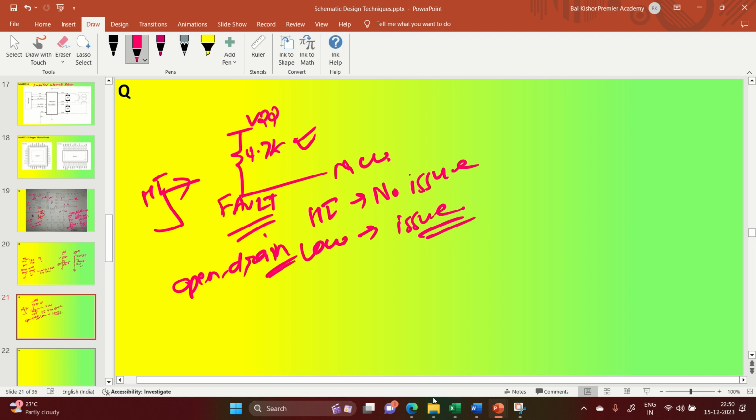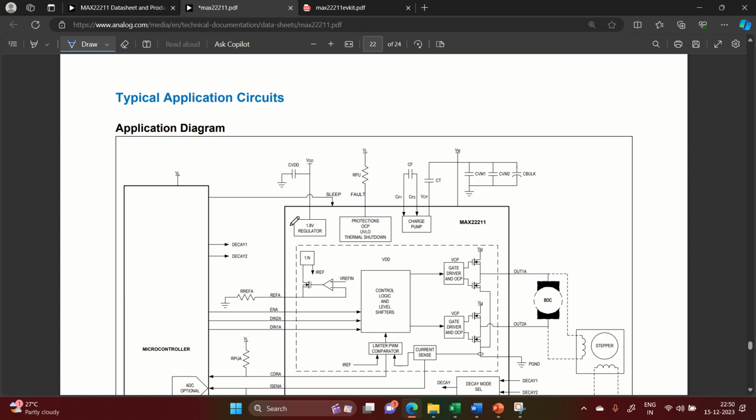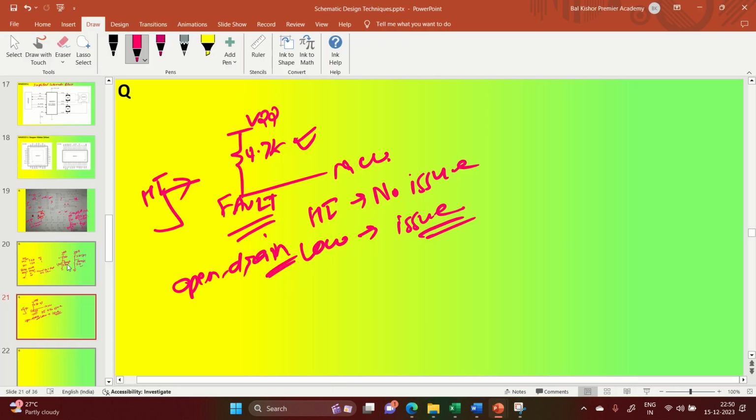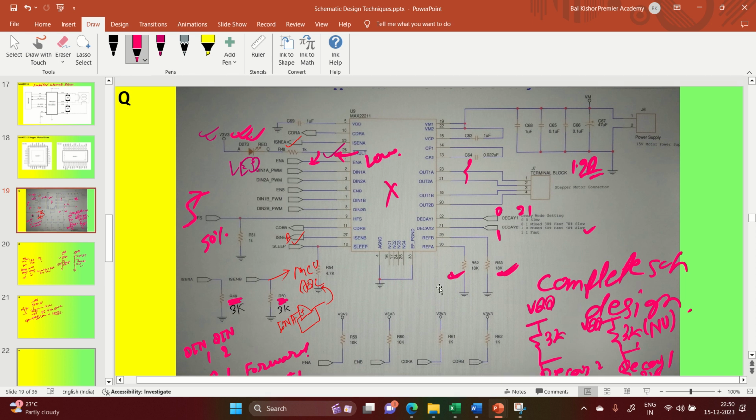Got it? So almost we have come to an end of our discussion, and this is what the complete circuit design was for this particular stepper motor driver IC. In our next tutorial, all these pins that have been assigned here, I will map to the corresponding microcontroller that we have studied, and this is how our complete project will be designed.